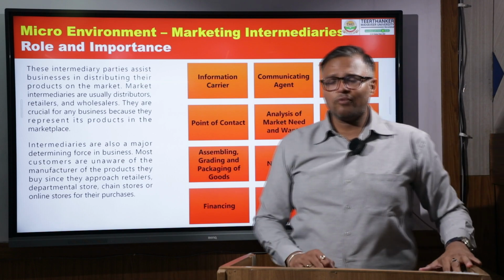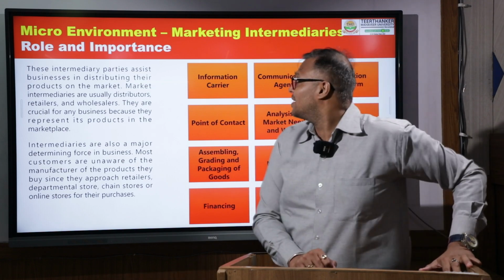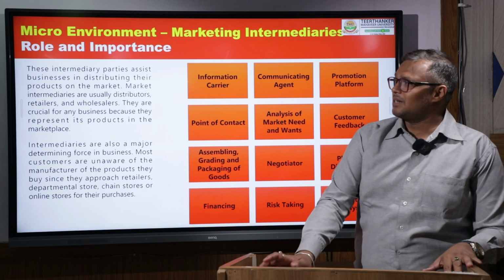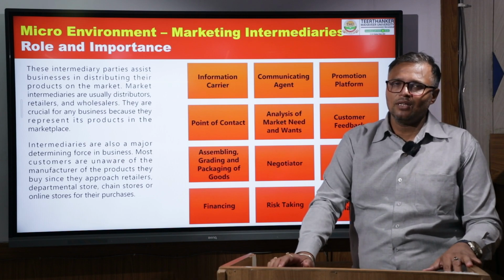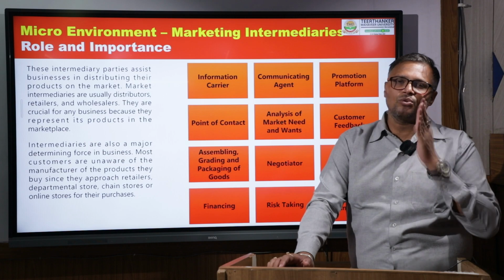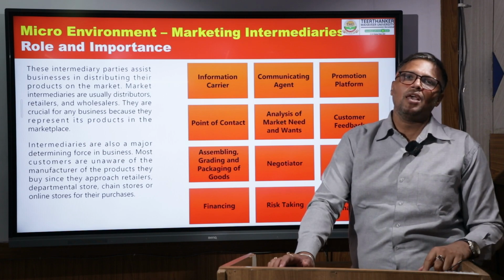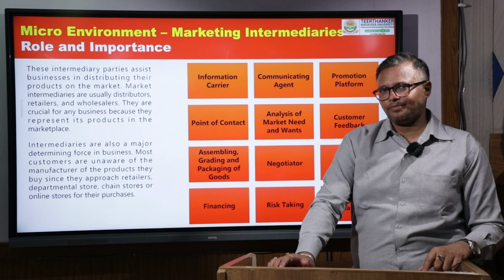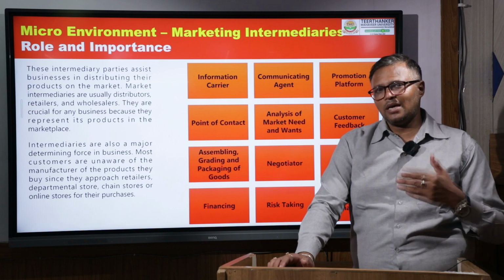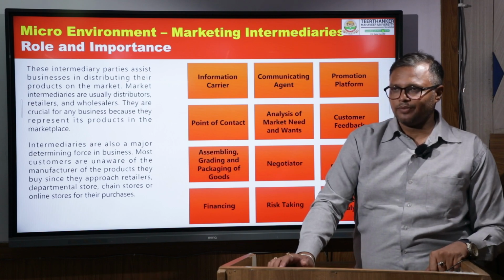Now, the role of marketing intermediaries in the macro environment. Remember, the macro environment represents those environments which may or may not be in direct control of the organization. But again, it may impact the organization strongly.